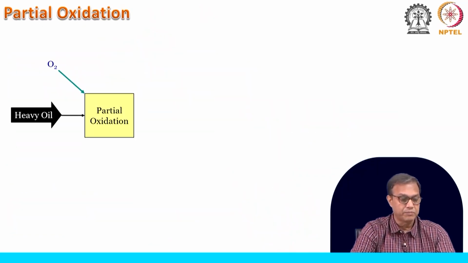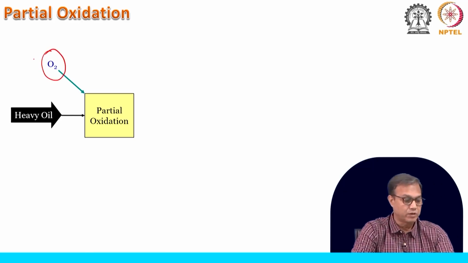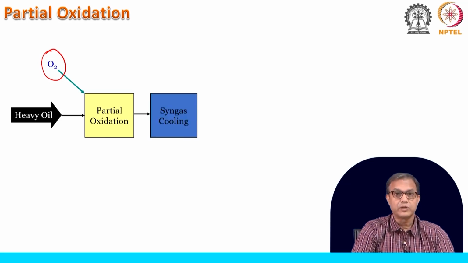Here we have another important point: there is no catalyst in use. It is a non-catalytic reaction, so no initial pre-treatment is necessary. Here we have heavy oil and we are putting in O2, and the partial oxidation takes place in that reaction zone, and from the reaction zone it is the syngas that comes out.